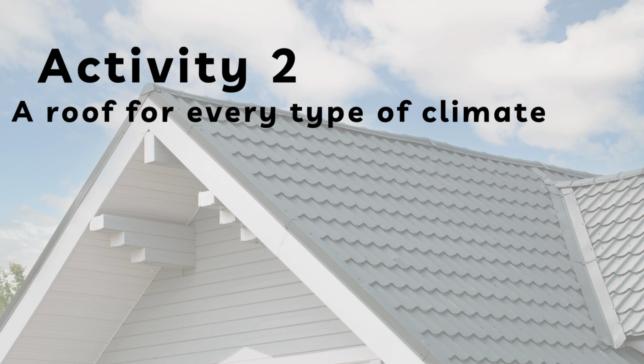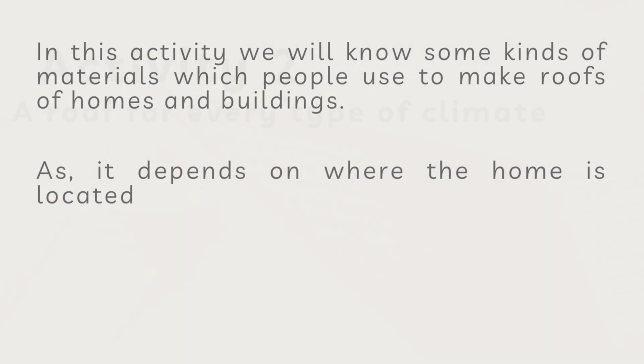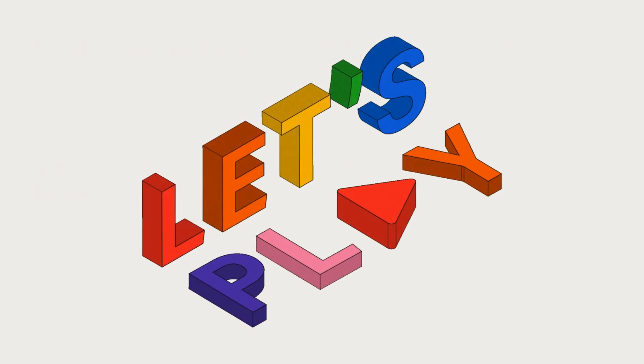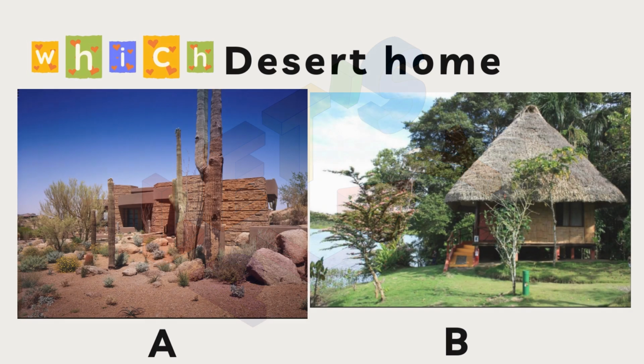Okay, here we go to activity 2 in this lesson: A roof for every type of climate. Here we will see different types of climate, and we will see the suitable roof for the houses in each climate. And we will do it as a game. So let's play. Are you ready? So let's start our game.